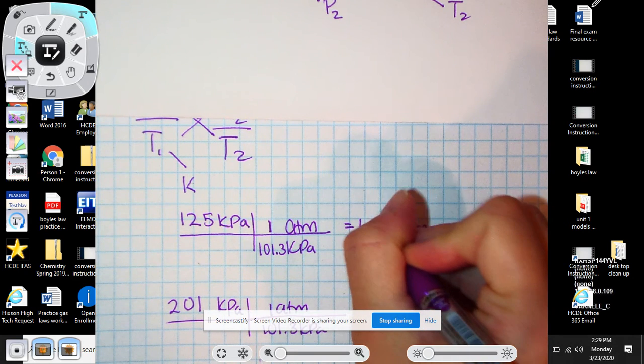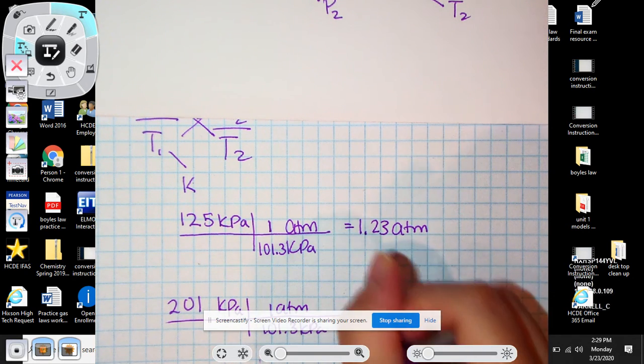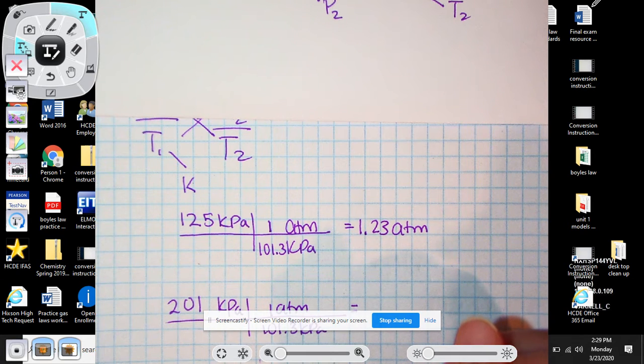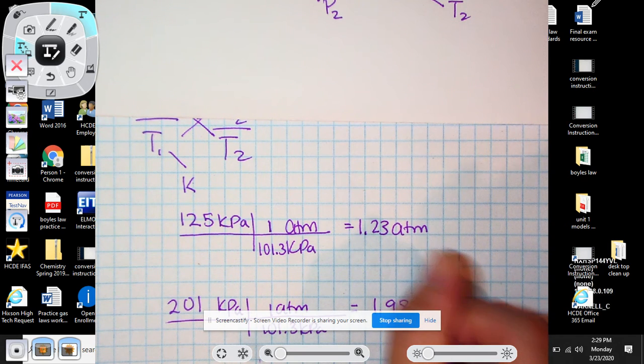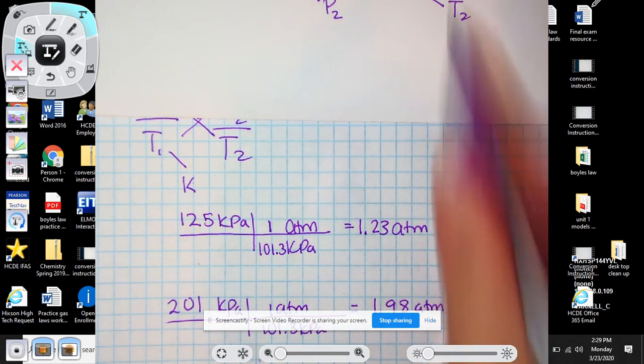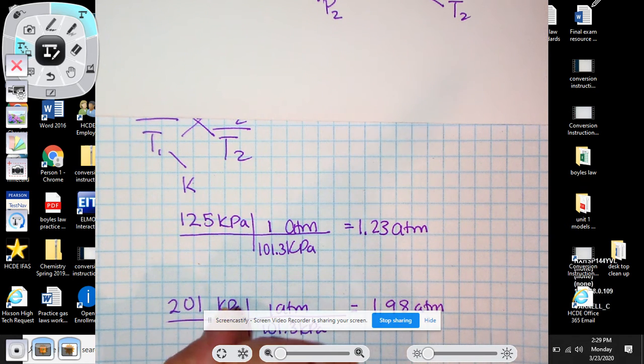All right, so this one's going to give me 1.23 atmospheres, and this one is going to give me 1.98 atmospheres. Okay, and then we've got 30 degrees Celsius. I also cannot leave that alone. I have to put it in Kelvin, so I'm going to add 273, which is going to give me 303 Kelvin.